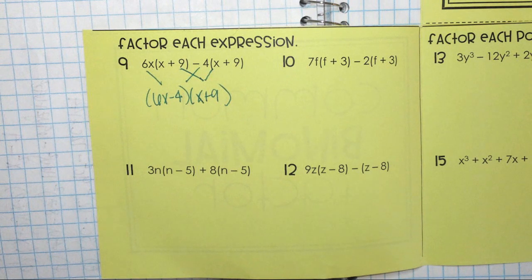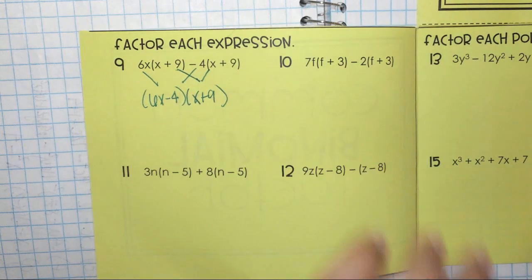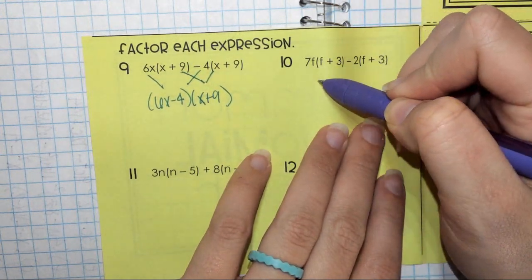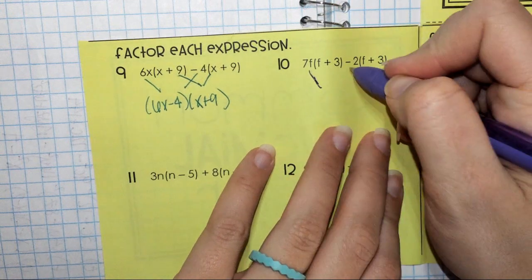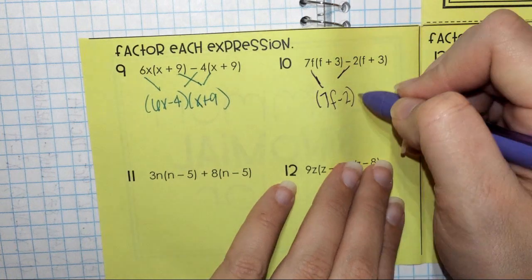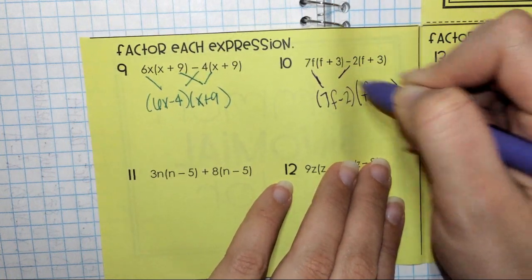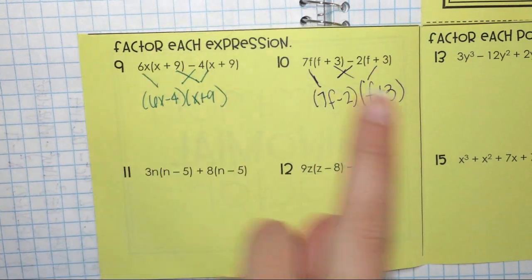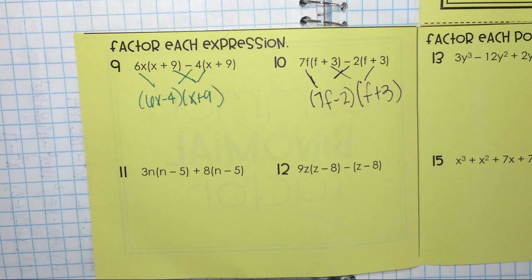All right, on number 10, what do they have in common? F plus 3. So you're going to bring 7f minus 2 down. And then you're going to bring down f plus 3. Now, what do you notice about each of the terms in front of the parentheses? What are they? Is it a monomial, binomial, trinomial? What is it?